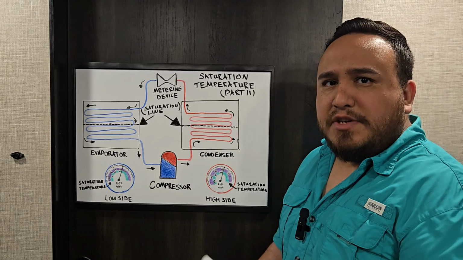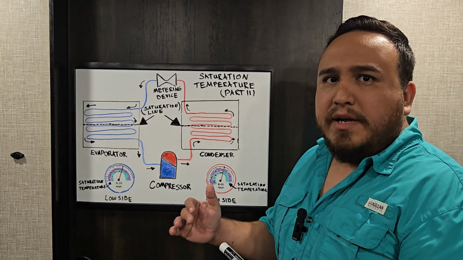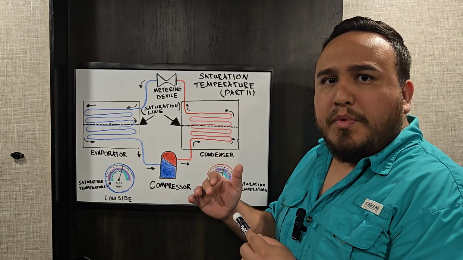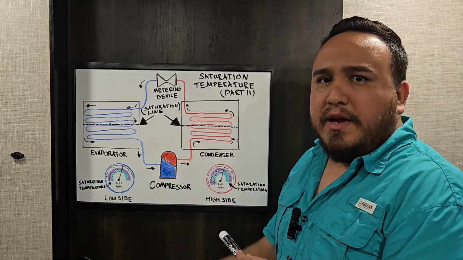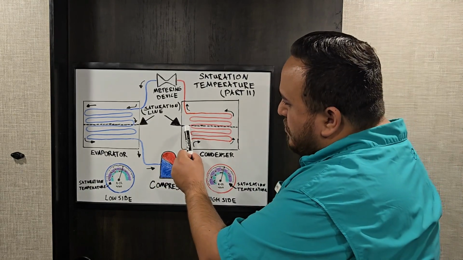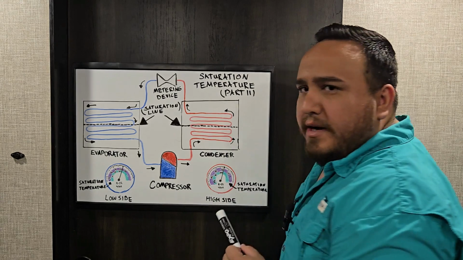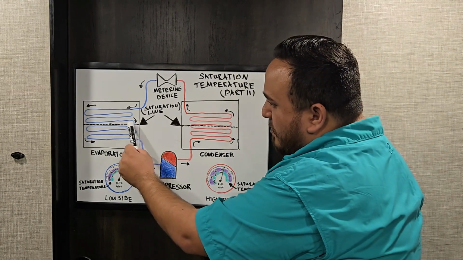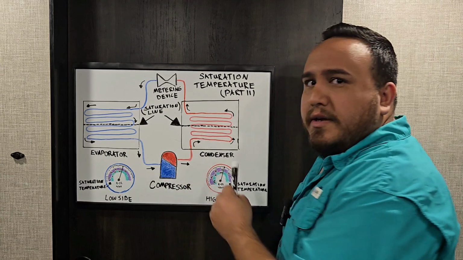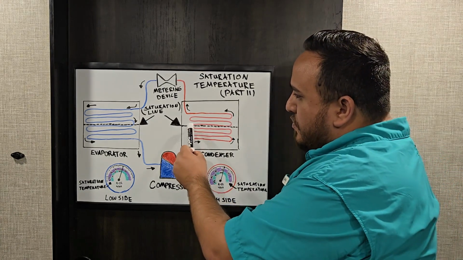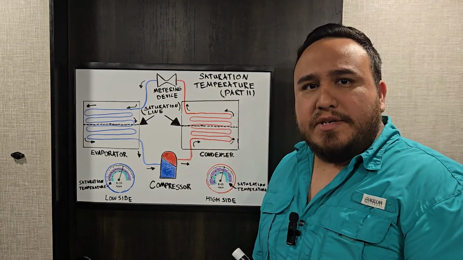Once again, saturation is where refrigerant is in a state of both liquid and vapor in the same place at the same time. And where does that happen in my air conditioning system? That's why I drew a dotted line right here, and also in my evaporator. Those dotted lines are my saturation lines, and that right there is where I'm measuring my saturation temperature.